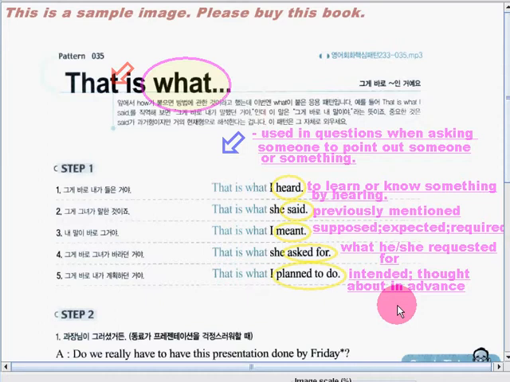Now it is our turn to make our own sentences. So let's start with me. My example is, that is what I'm talking about. That means I'm pointing out that I'm talking about something. That is why I use the pattern "that is what." Now it is your turn. What is your sentence?